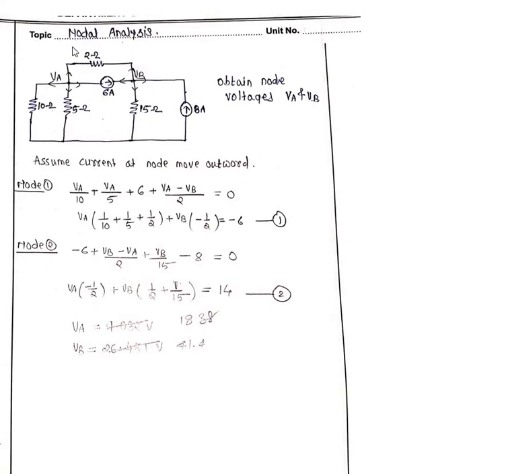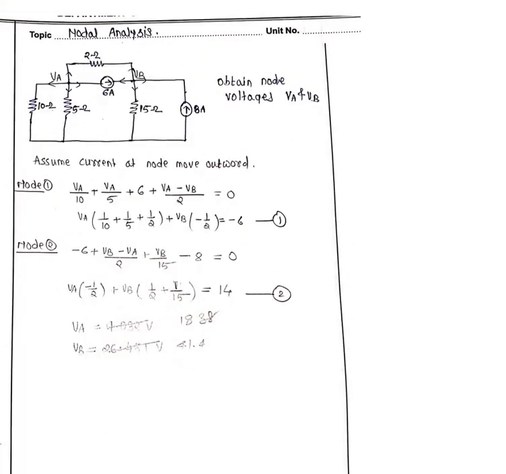So what is the basic definition? Node analysis means Kirchhoff current law plus Ohm's law. Then mesh analysis means Kirchhoff voltage law plus Ohm's law. That's all about node analysis and mesh analysis.